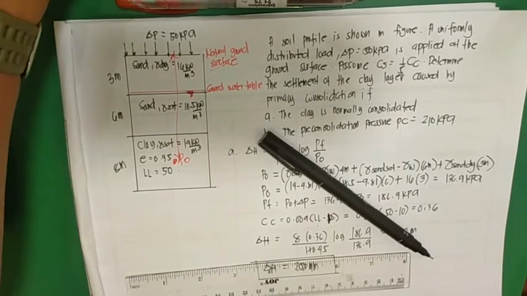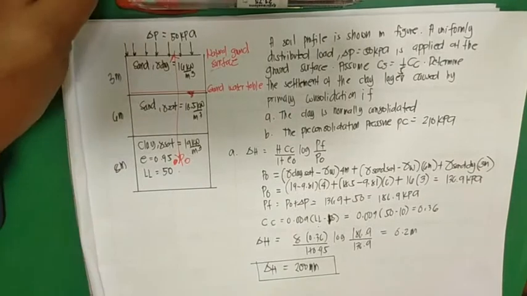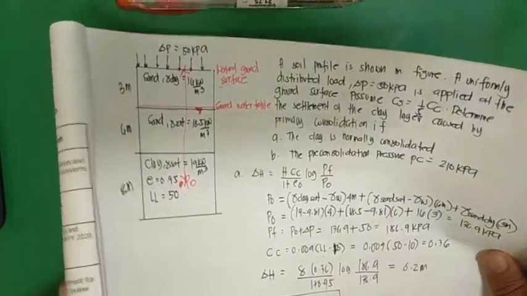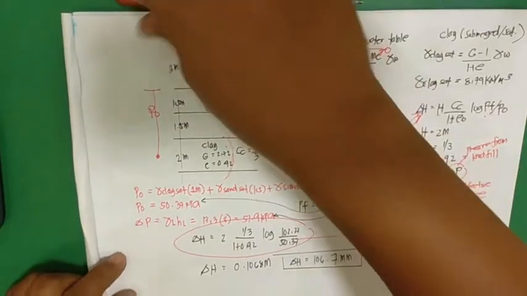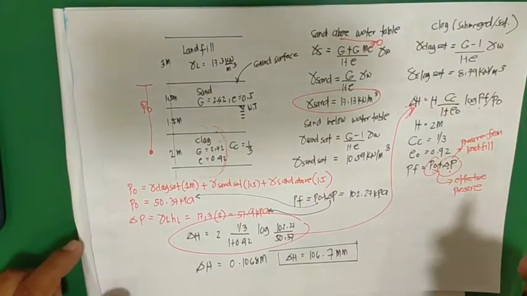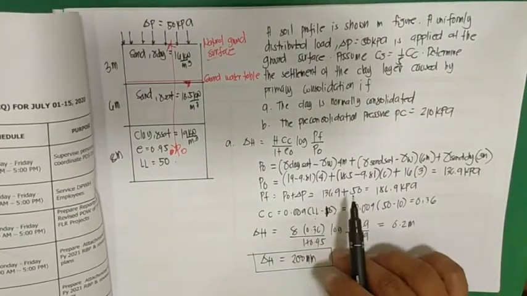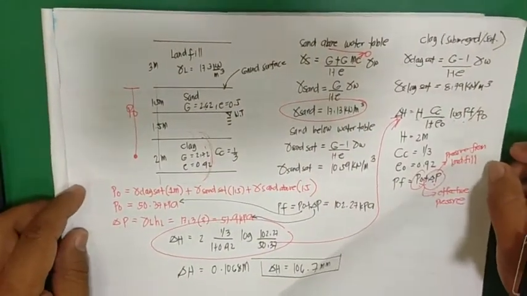So how about letter B? Okay? Can we proceed? By the way, I think I made a mistake in the previous problem. Letter A is already solved, right? I just want to clarify something in the previous problem.